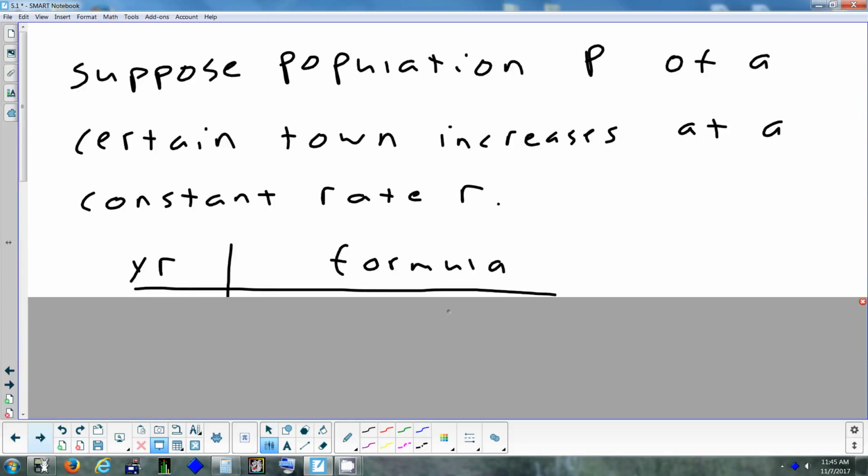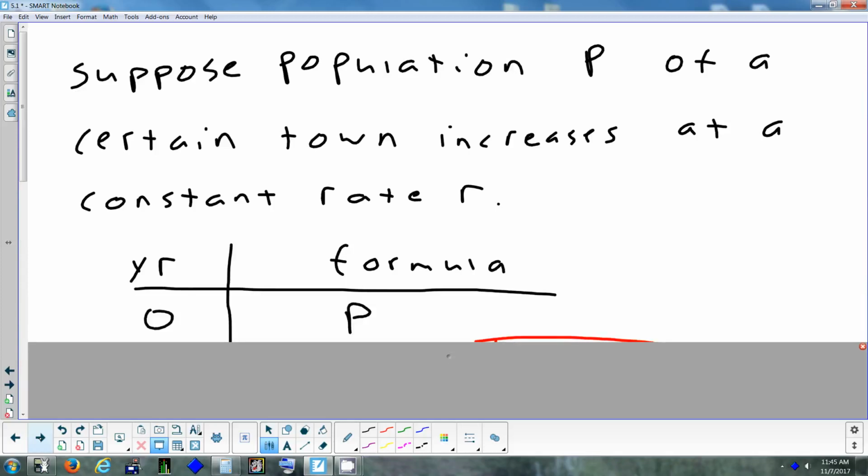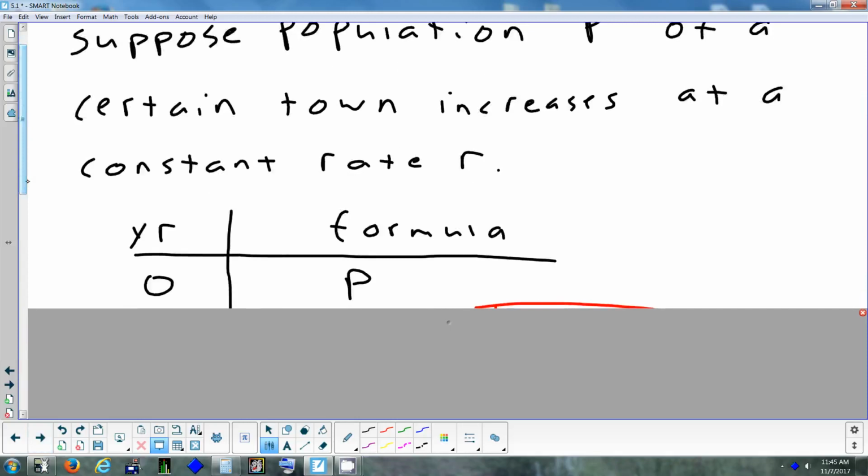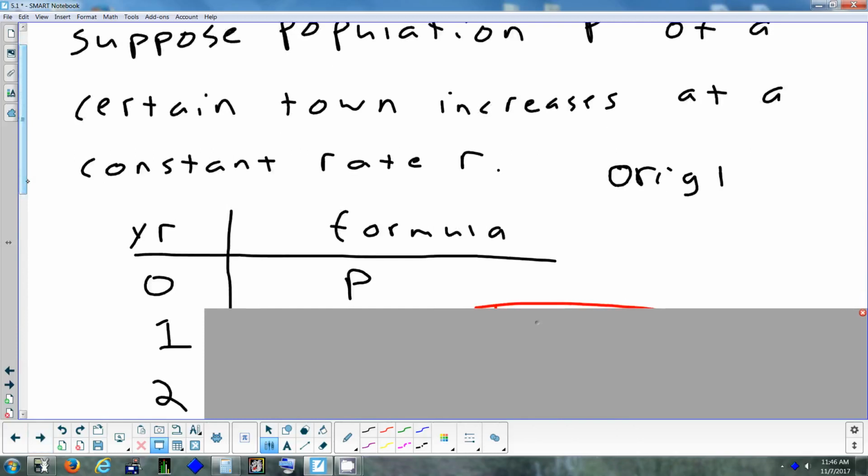So what does it say the population of the town is like at the very beginning? What's the population starting at? Yep, P. So at year 0, the population is P. Now at year 1, the way I find my new population, assuming nobody in the town has died, because that would complicate things, but assuming everybody stays alive and the rate of increase is consistent, to find your amount of people at year 1, you take what you had before plus the amount of increase. So what's the amount of increase? That's your rate.